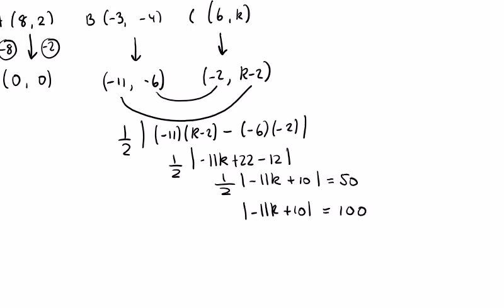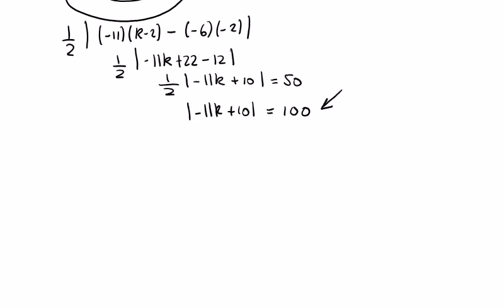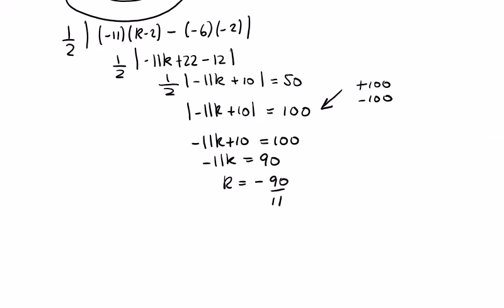And there's two ways to do it from here. We can square both sides, or we know the absolute value means that this value here could be plus 100 or minus 100. So we'll do it both ways to make sure that we get the same answer. So you can let minus 11k plus 10 equal 100. So minus 11k will be equal to 90. So k is equal to 90 over minus 11, or minus 90 over 11.